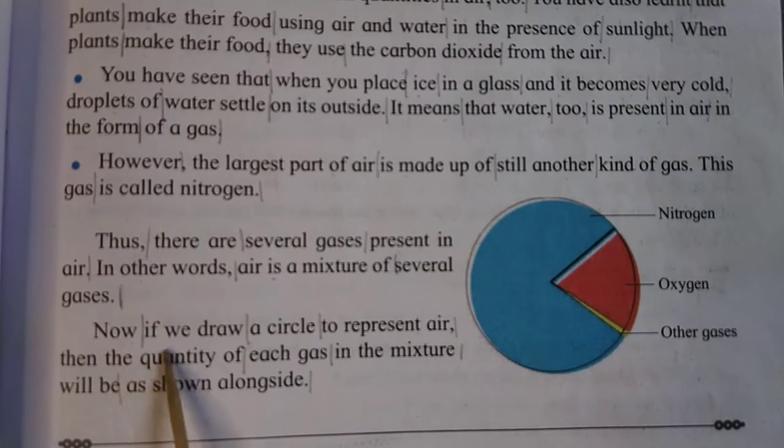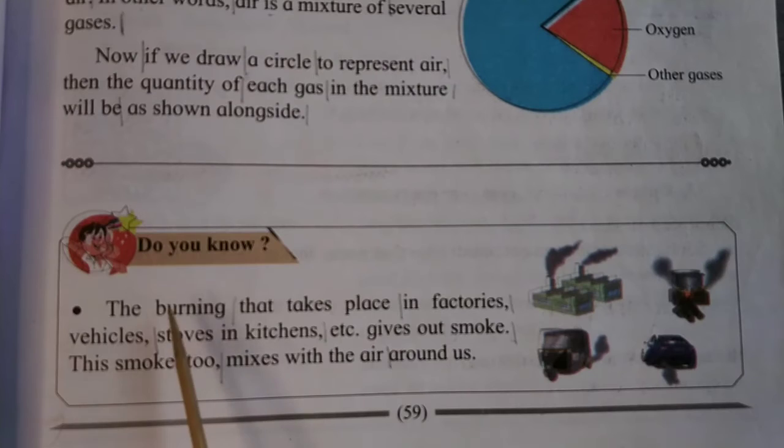Now, if we draw a circle to represent air, then the quantity of each gas in the mixture will be as shown alongside. Do you know the burning that takes place in factories, vehicles, stoves in kitchens, etc. gives out smoke? This smoke too mixes with the air around us.